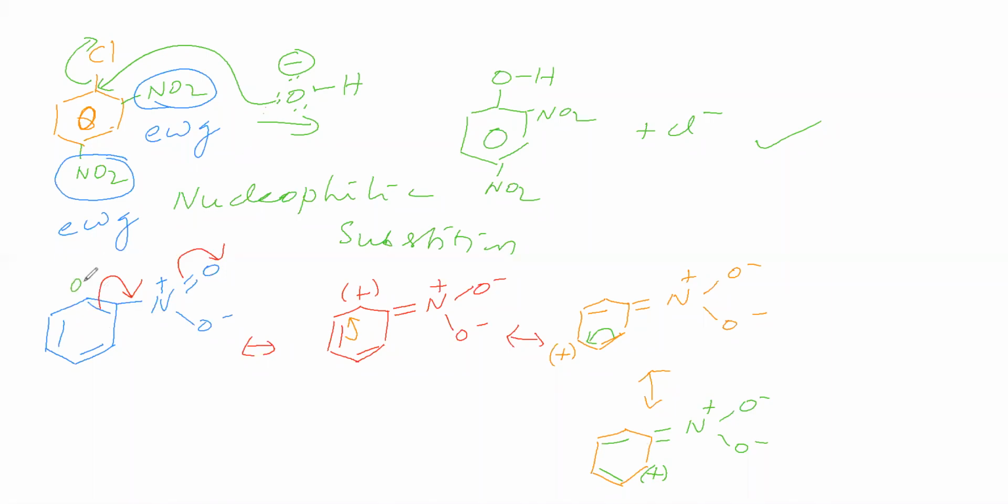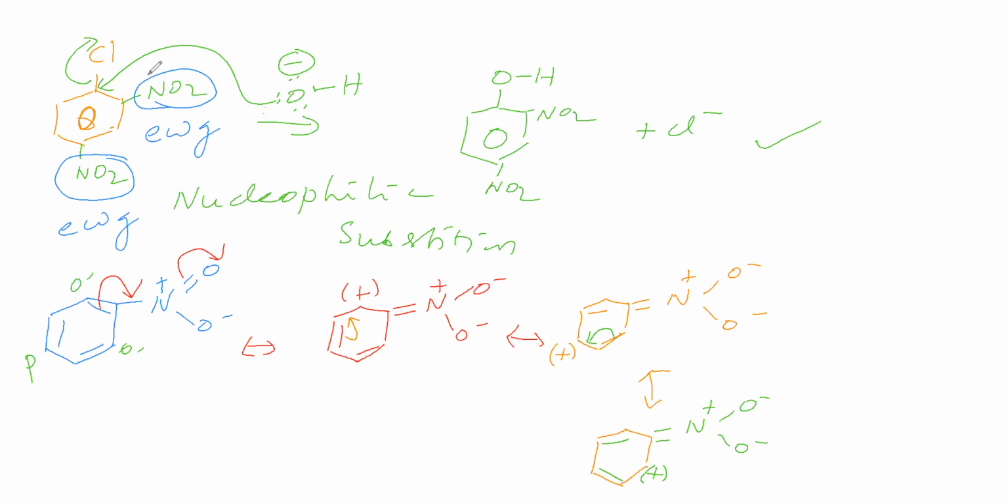It is the ortho position, and the ortho position has a positive charge. With respect to this, this is the para position, and the para position has a positive charge. With respect to this, it is the ortho position, and the ortho position has a positive charge. So the nitro group is acting as an electron withdrawing group. It is creating positive charge at the ortho and para positions.